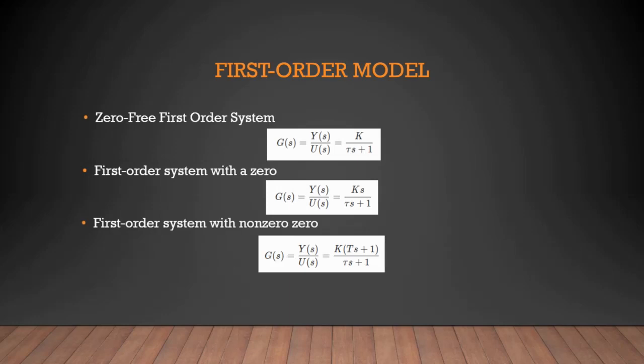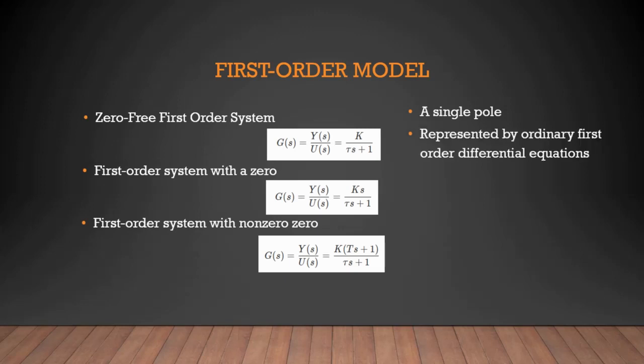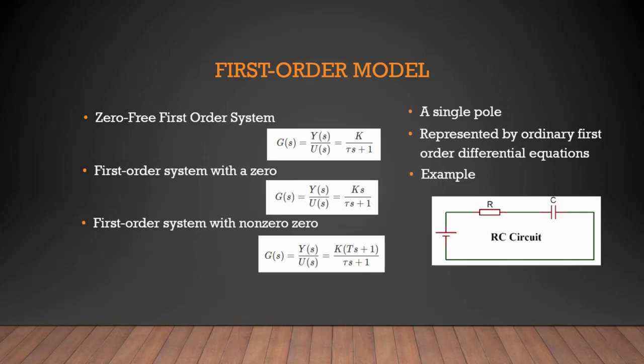a non-zero zero. The main characteristics of a first-order model are that they have a single pole and that they are represented by an ordinary first-order differential equation. An example of a first-order model can be an RC circuit in which the capacitor is the component in charge of storing the energy of a system.